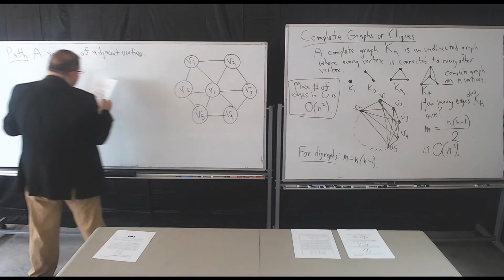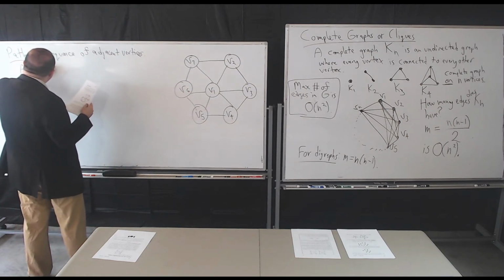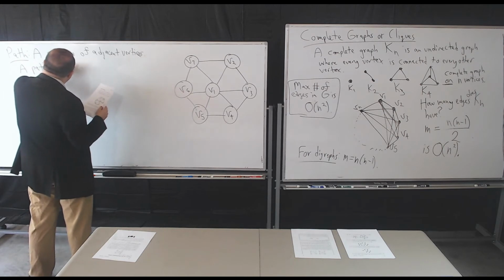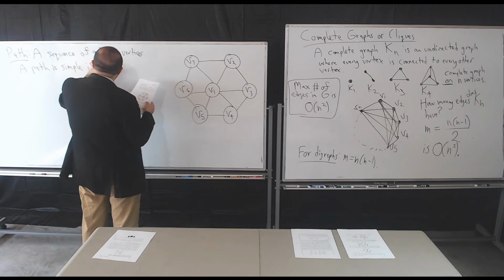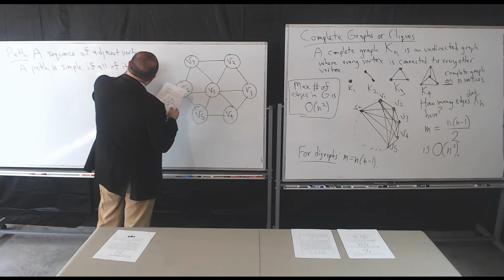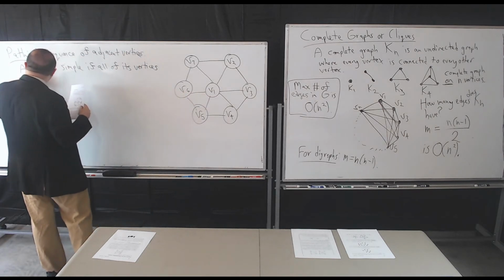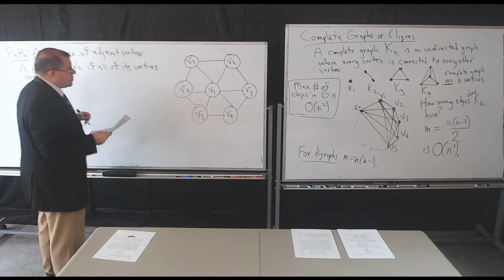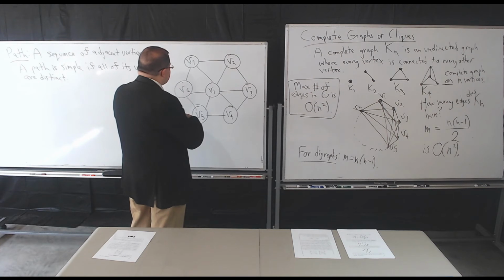In particular, I say a path is simple if all of its vertices are distinct. That means they're unique. So just as an example, let me draw a path in this graph.